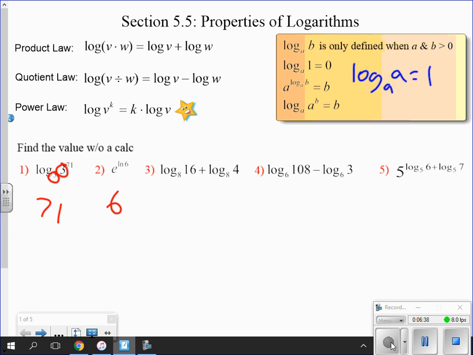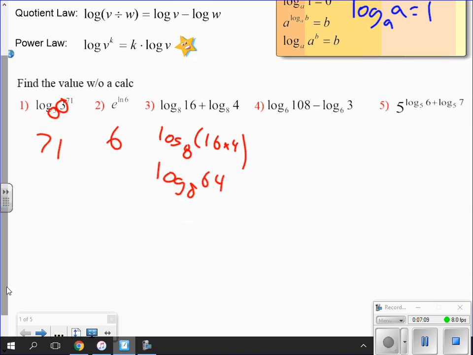Now, this one here, we could kind of sort of do it the way it stands, but it's better to combine the logarithms. So this is using the product law: the two logs added, if they're the same base, is the log of the two things multiplied. So that would be log base 8 of 64. So 64 is 8 to what power? It's 8 squared. So this is log base 8 of 8 squared, which means my answer is 2.